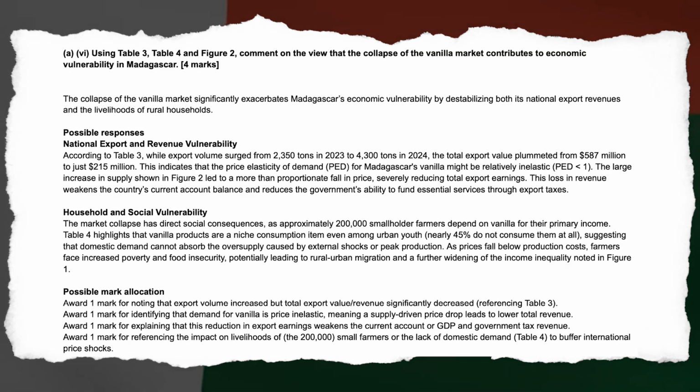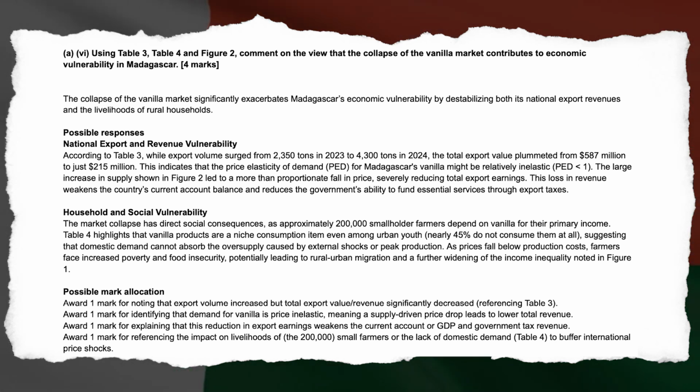A6. Using Table 3, Table 4, and Figure 2, comment on the view that the collapse of the vanilla market contributes to economic vulnerability in Madagascar. 4 marks. The collapse of the vanilla market significantly exacerbates Madagascar's economic vulnerability by destabilizing both its national export revenues and the livelihoods of rural households. Possible responses. National export and revenue vulnerability.